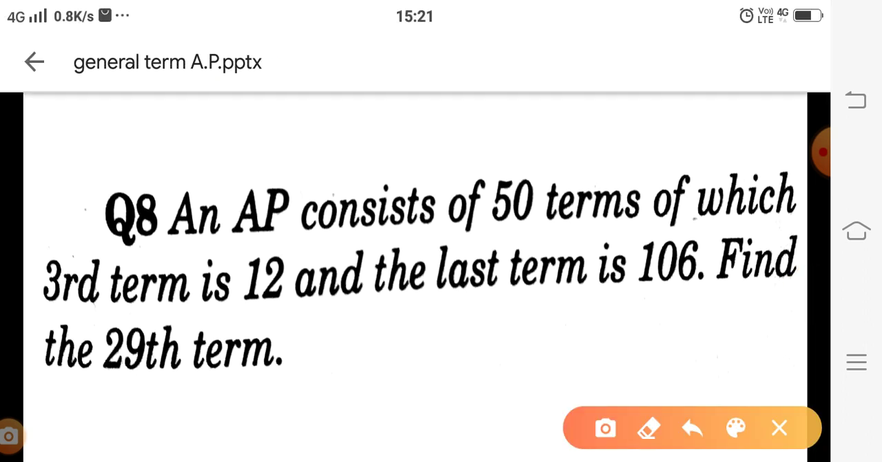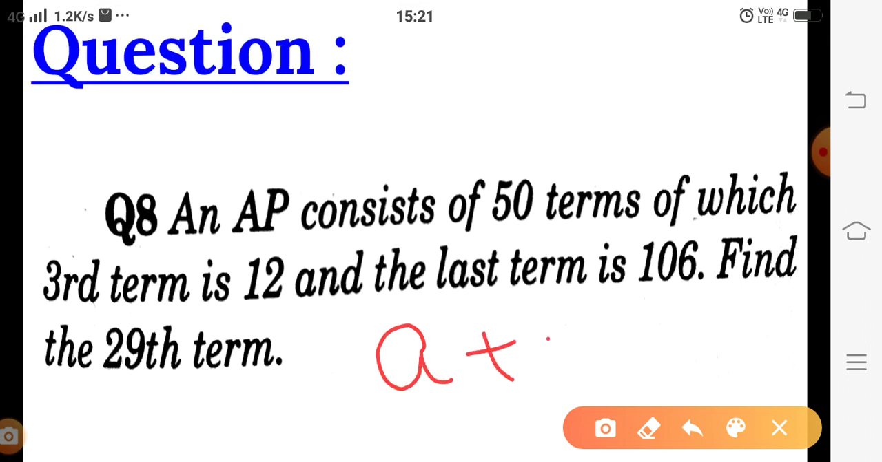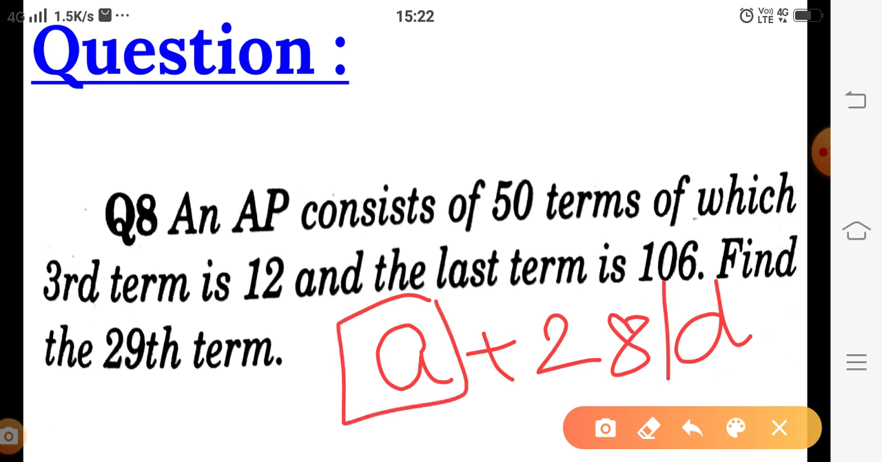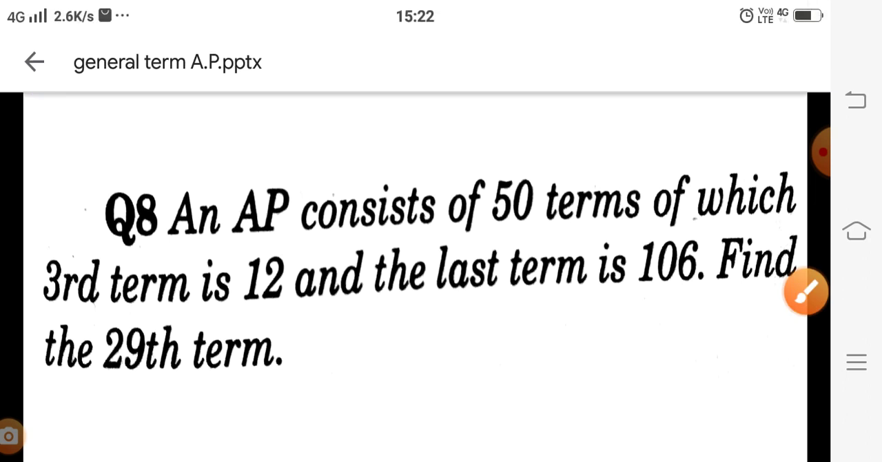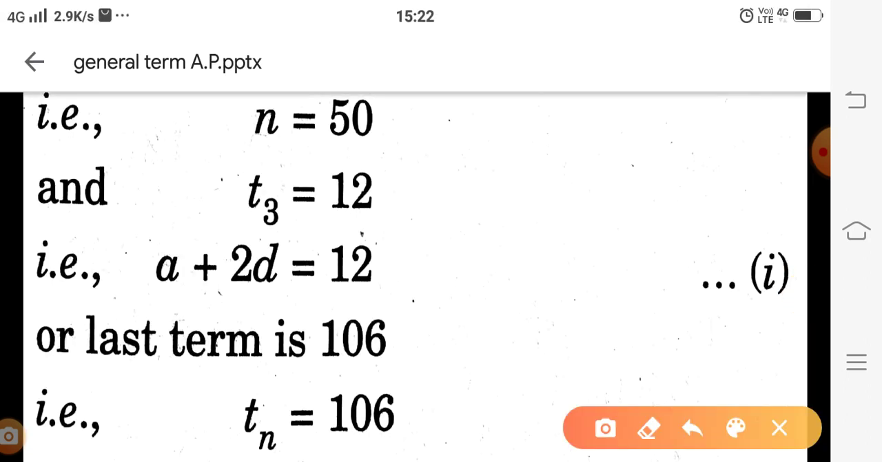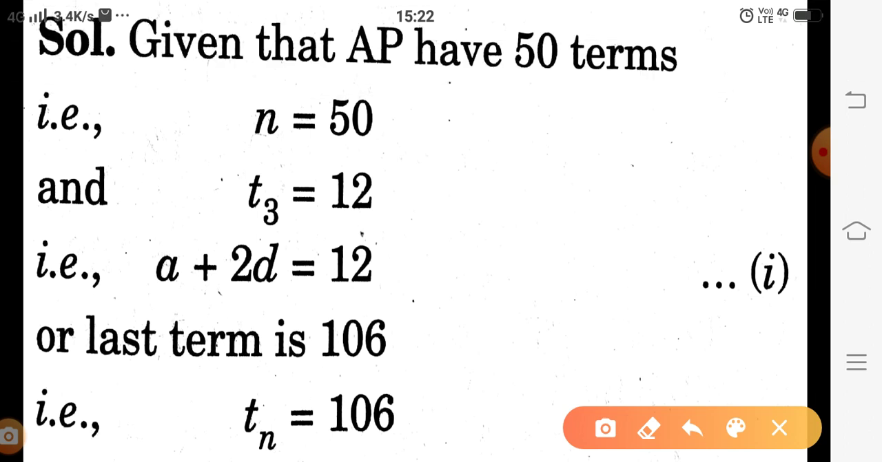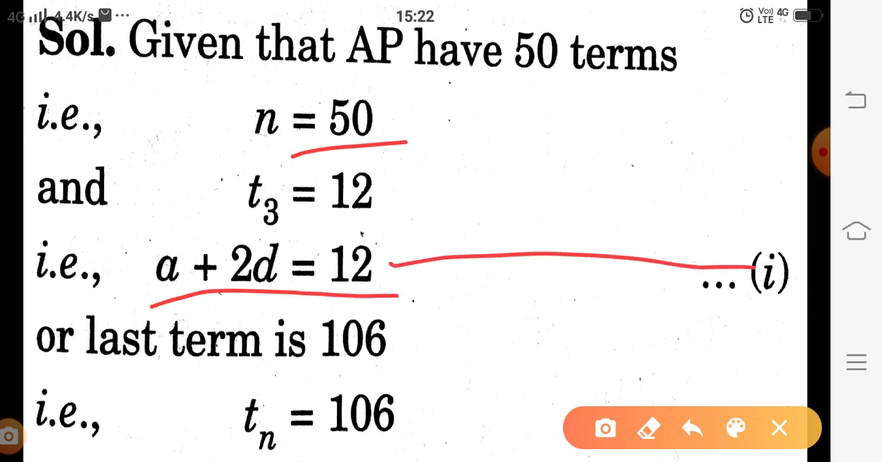For finding the 29th term, we get A plus 28D, means we need the value of A and we need the value of D. If we have the first term and common difference, then putting the values of A and D in this, we are able to find the 29th term. Then here the values are given. Total number of terms is 50, third term is 12, then A plus 2D equal to 12. This becomes the first equation, and the last term is 106. It means that the 50th term is 106.